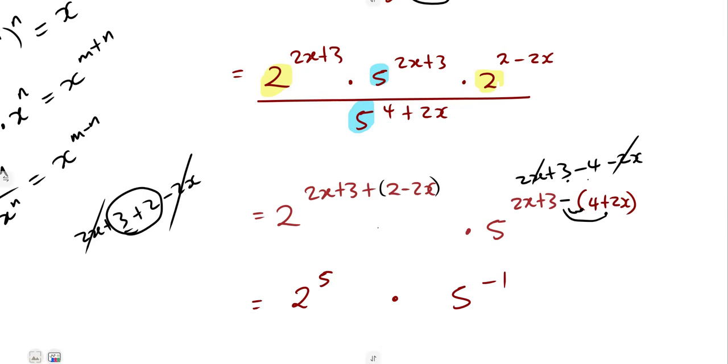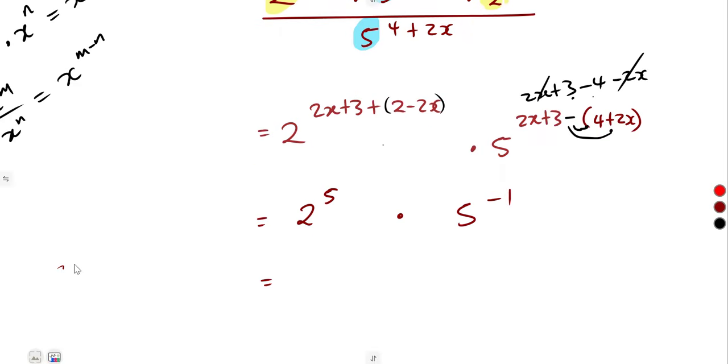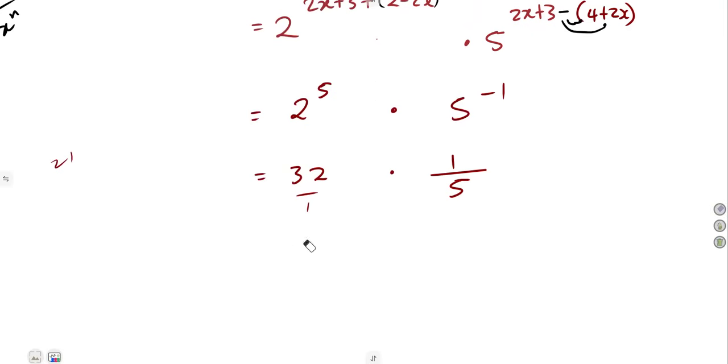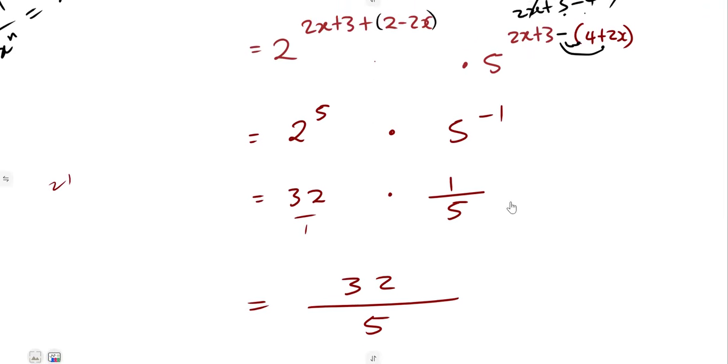And we can simplify further. 2 to the exponent of 5: you're multiplying 2 five times, 2 times 2 times 2 times 2 times 2. So that's 32. All right, times 5 to the exponent of negative 1, which simply means 1 over 5. Remember that. So this is a product, guys. You multiply the numerators together, the denominators together. So 32 times 1 is 32, over 1 times 5, that's 5. So this gives us 32 over 5, just like that.